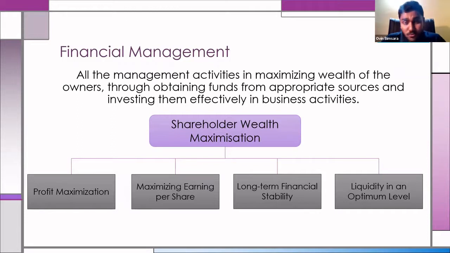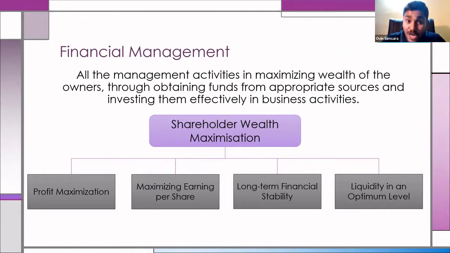And how are you going to do it? There are 2 things that you need to focus on. One is you need to obtain finances from better sources, and then you need to invest those obtained funds into better opportunities, or it has to give a better benefit for you. So with the shareholder wealth maximization, obviously you can achieve the profit maximization where your revenue is greater than the cost you have to incur in the business, and then maximizing earning per share.